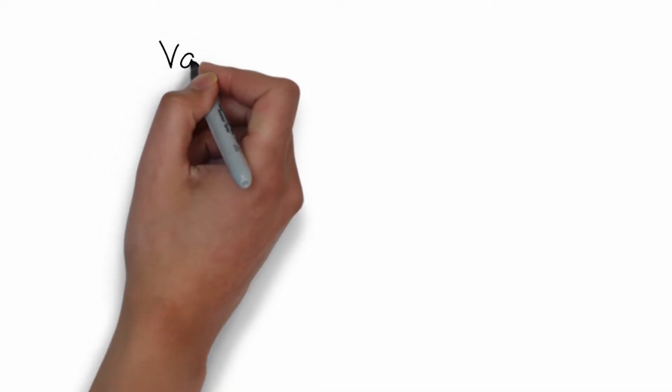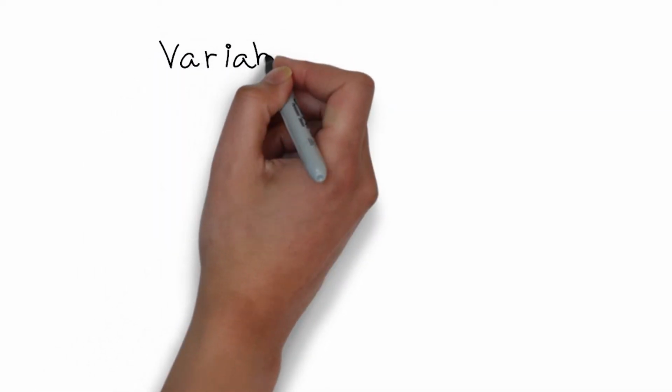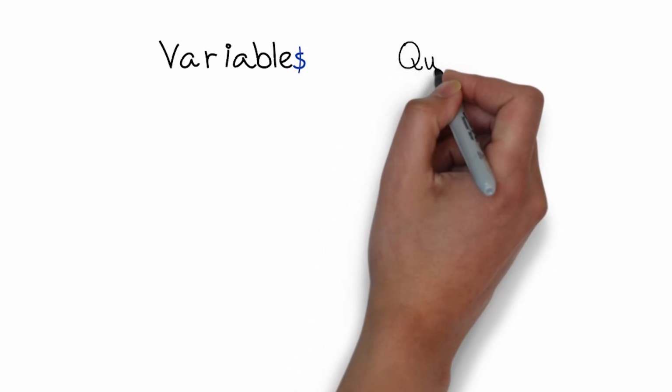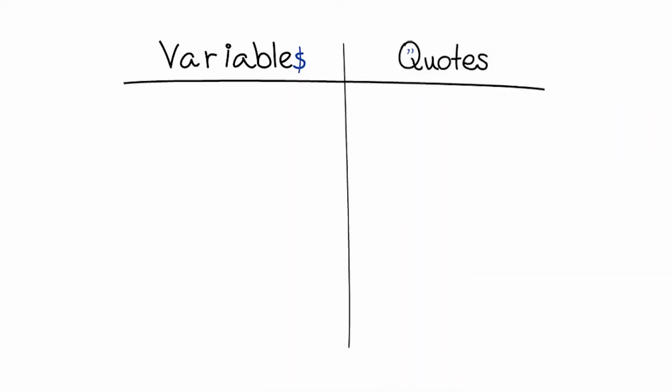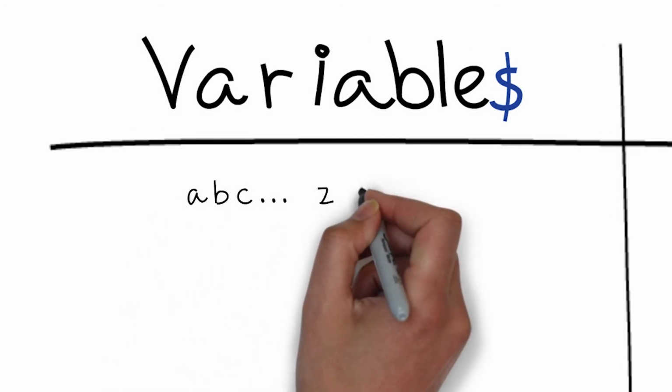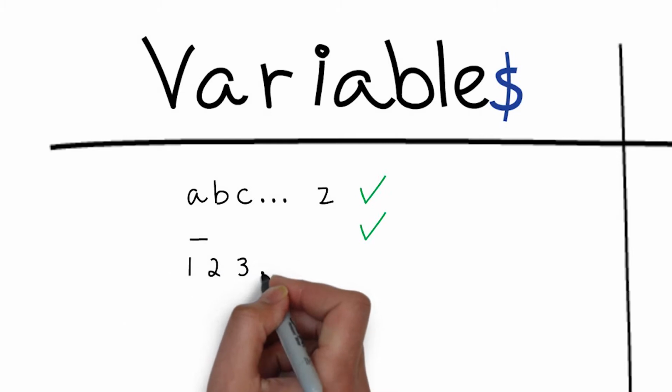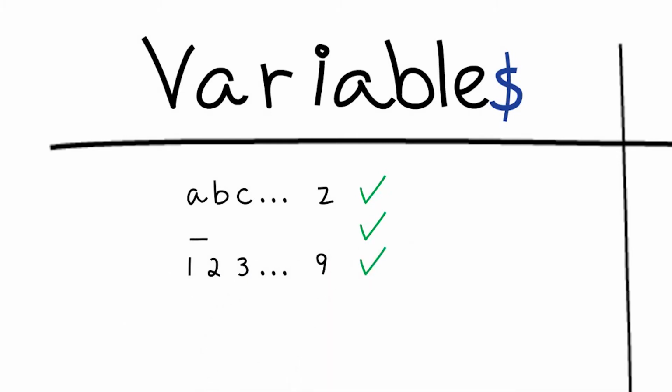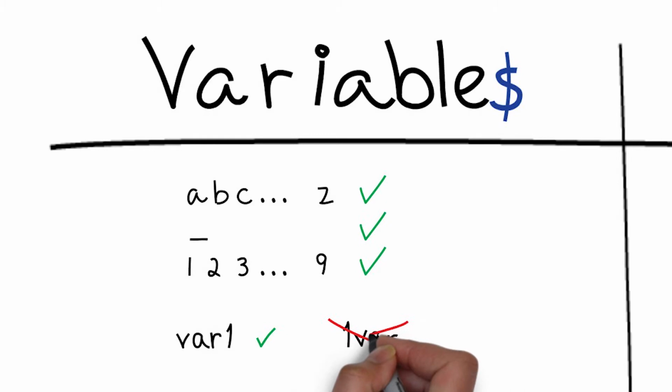When you learn any new programming language, the first thing that you work with is variables. We are going to take a look at variables and quotes in this video. Valid variable names are made up of alphabetic characters, underscore characters, and numbers. A valid variable name would be something like var1. A variable name like 1var, however, is not valid because variable names cannot start with numbers.